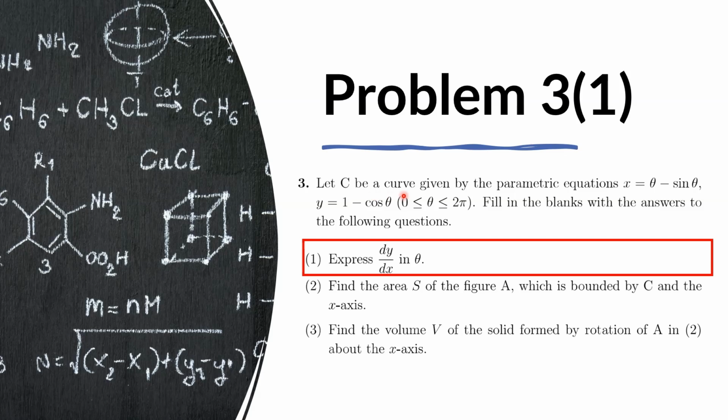Let C be a curve given by the parametric equations x equals theta minus sine theta, y equals 1 minus cosine theta, where theta is greater than or equal to 0 and less than or equal to 2 pi. Now we just have to answer questions 1, 2, and 3, and here we will answer part 1, which is: express the derivative of y with respect to x in terms of theta.